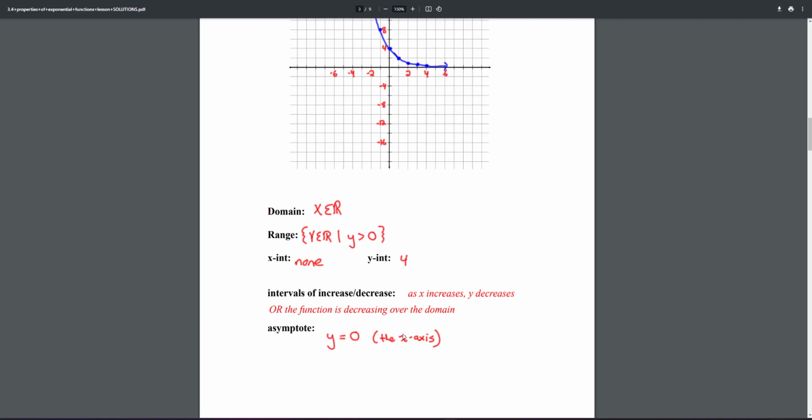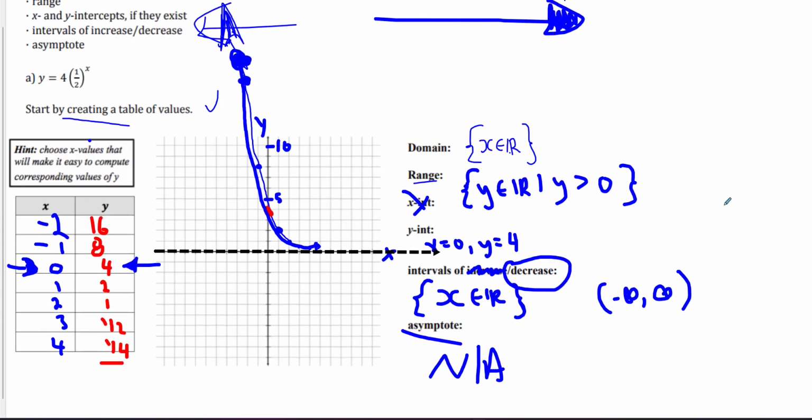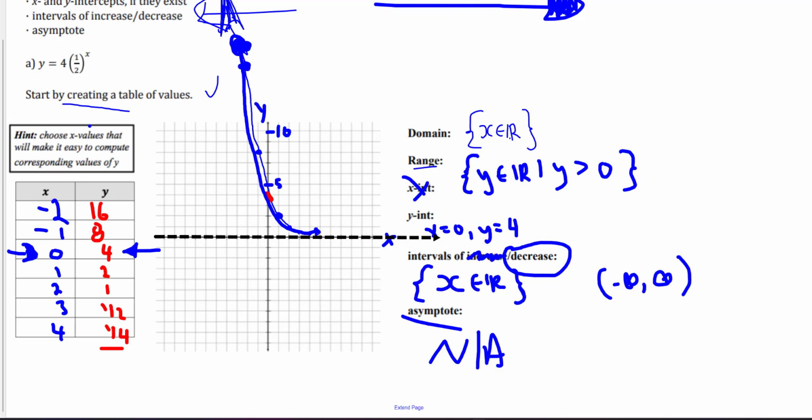Oh, wait. Oh, I'm so sorry. There is an asymptote. I was too quick. There's no vertical asymptote, but there is a horizontal asymptote. I forgot about that actually, which is so sad for this unit. Oh my gosh, I'm just making a mistake. Sorry about that, kids. So there is an asymptote.